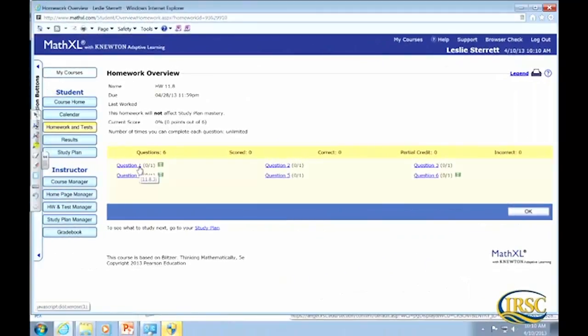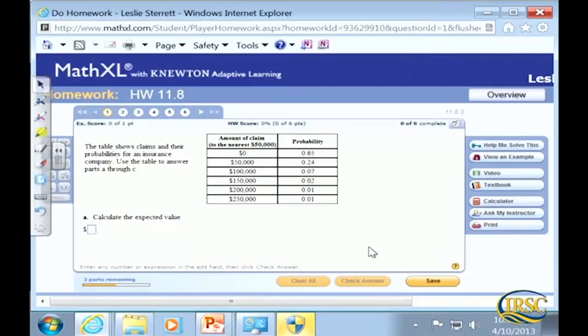Okay, short assignment for 11.8. All right, so here's another more practical way to use expected value. The table shows claims and their probabilities for an insurance company. Use the table to answer parts A through C. So it has already created a table for you.